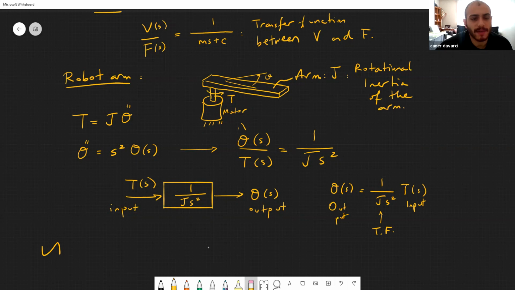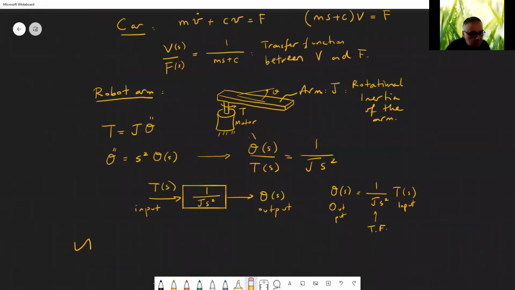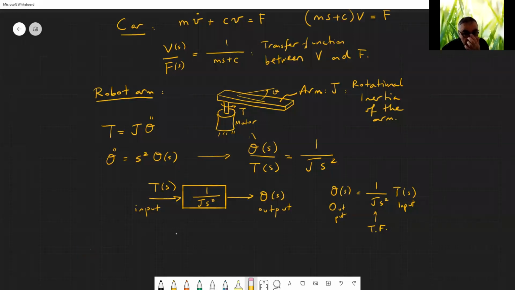Hocam, I think I missed the part that you said, what is J? Could you please explain it again? Yeah, sure. Just a second. It is the mass moment of rotational inertia of the arm. For example, when you apply a torque on an object, torque is equal to I times theta double dot, right? And this is exactly what we mean by that. Okay, we used I before, now we are using J.